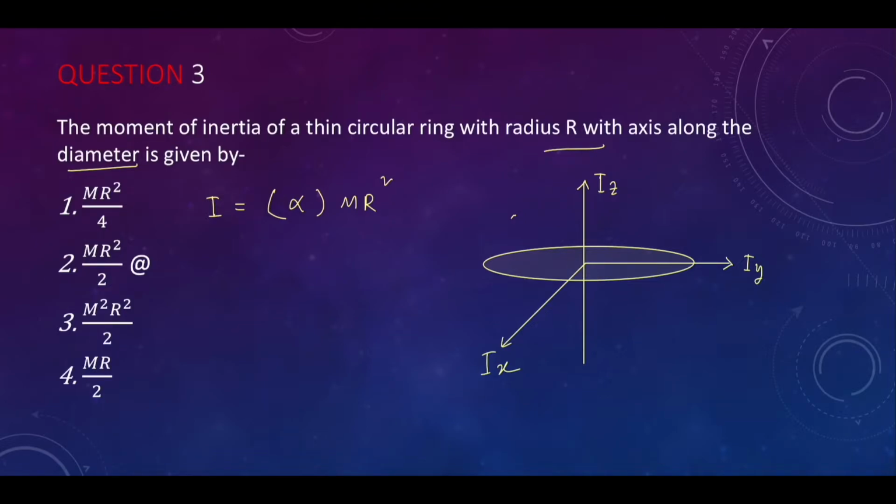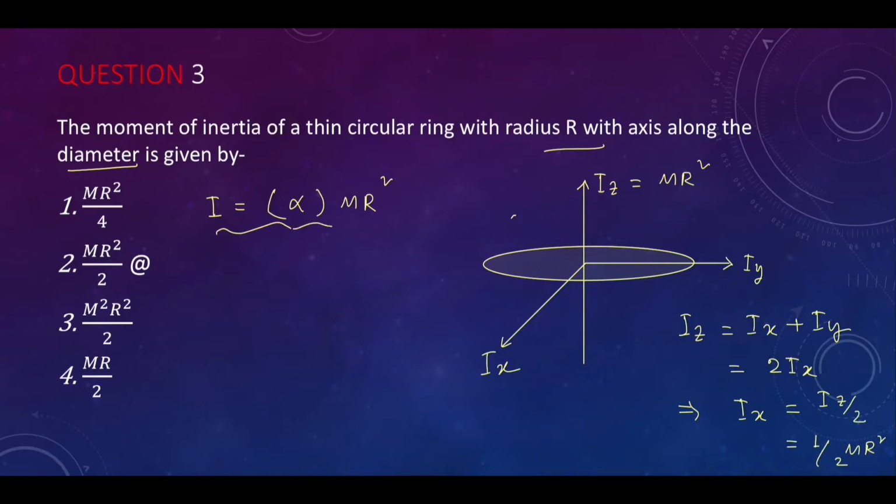and Ix, Iy are the moment of inertia about the diameter, and Iz is well known as m r square. We know for a planar object Iz is equal to Ix plus Iy, and because of circular symmetry about the z-axis, Ix is equal to Iy. Ix is Iz by 2, that is half m r square. And from this condition, you can see that option 3 and 4 cannot be the possible answer.